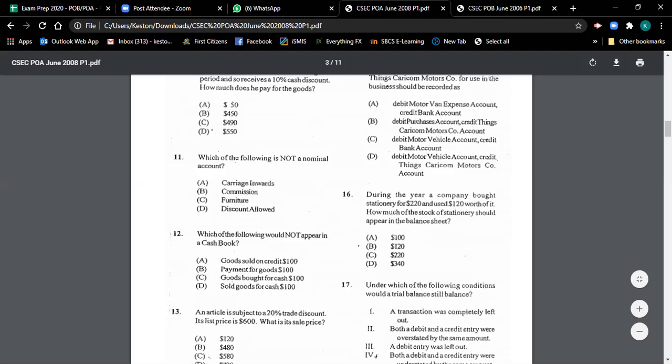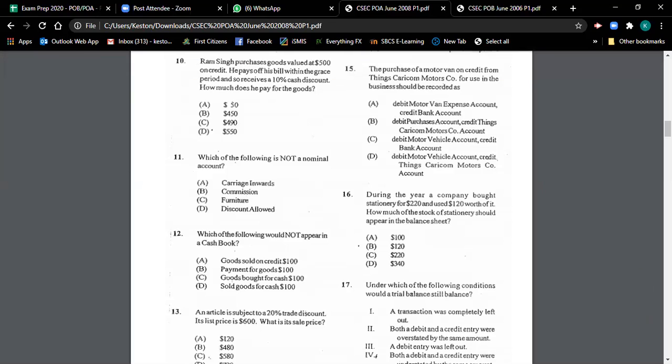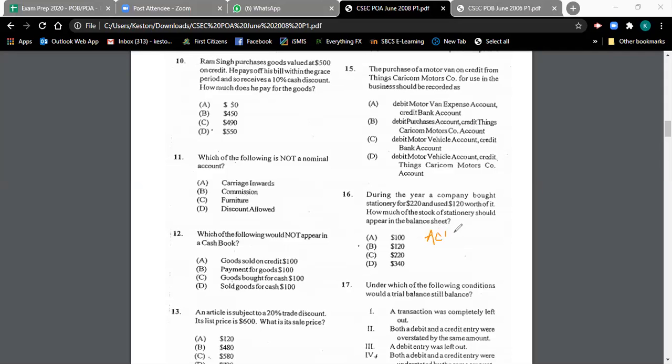Good job, Ariana. Wait. Nope. Try again, Ariana, Shania. Think of your accruals concept. Stationery is an expense. How much did you buy? $220. It doesn't matter how much you use. How much you have to put. What's the expense? Total expense. Total expenses.